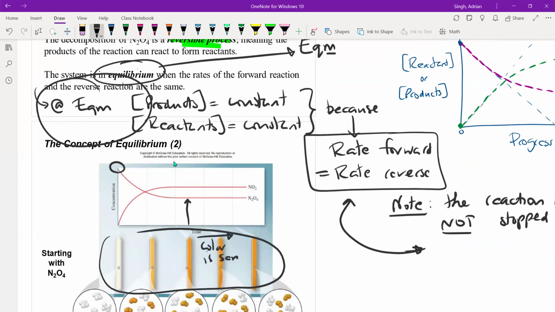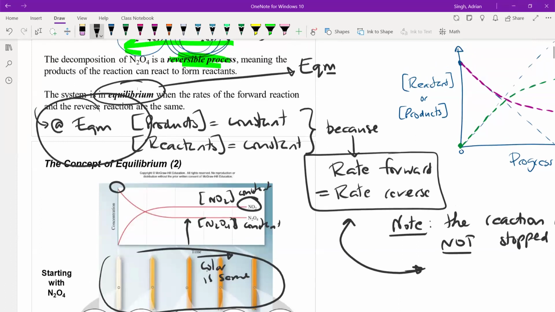So that means then that the concentration of the brown stuff, the NO2, is constant. At this point, and similarly at that same point, the concentration of the N2O4 is also constant, right? They may or may not be the same value. That is really not the point of this. The point of this is that their concentrations are not changing once we've established equilibrium.